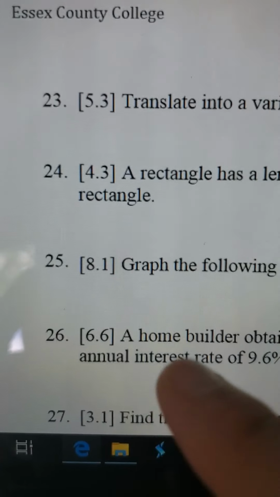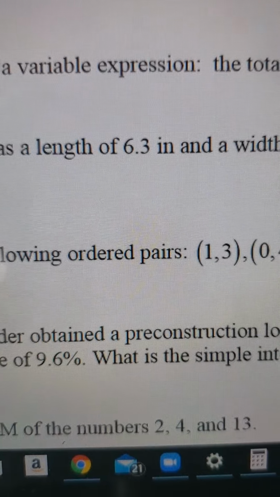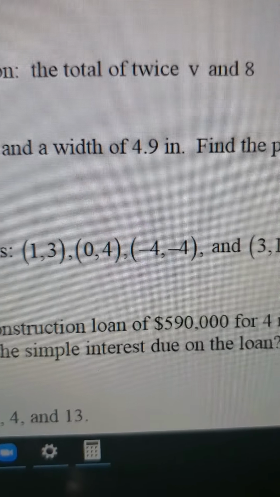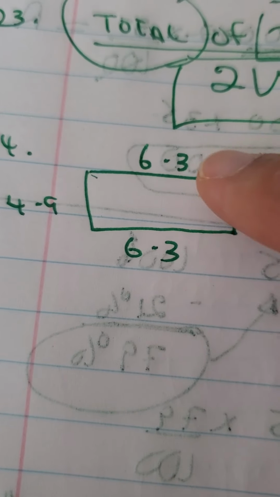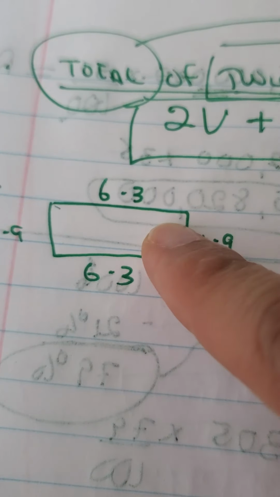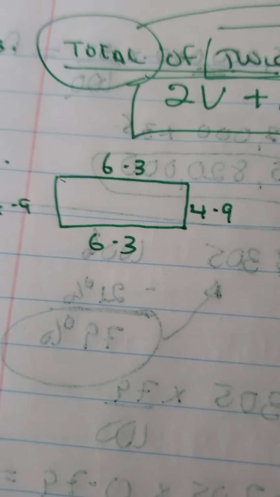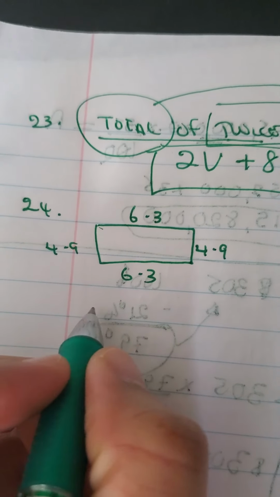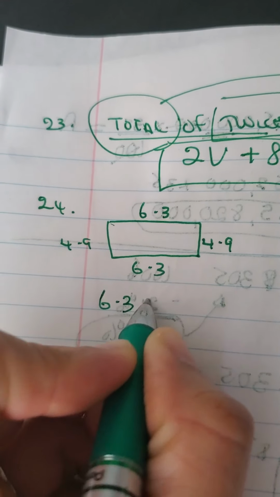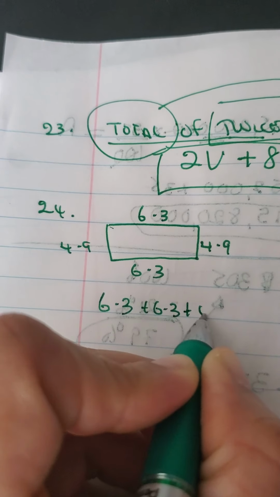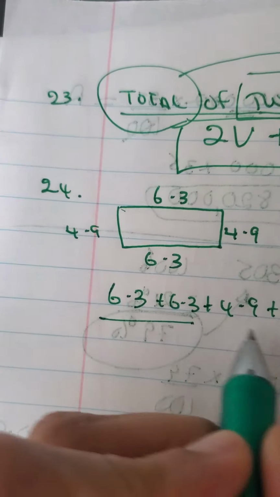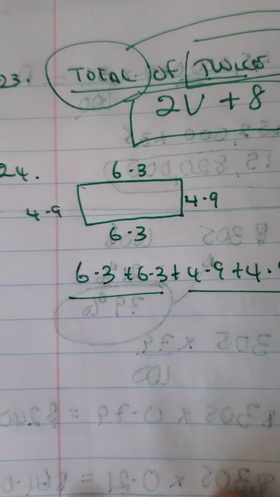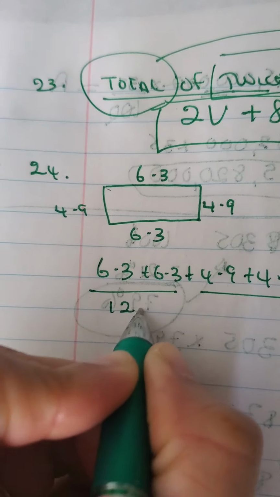All right. 24 is saying a rectangle has a length of 6.3 inches and a width of 4.9 inches. Find the perimeter of the rectangle. So if we set up our rectangle, we know that opposite sides are equal. So length is 6.3 and width is 4.9. Perimeter means the sum of all sides. So all I'll be doing is adding 6.3 plus 6.3 plus 4.9 plus 4.9. Or you can say twice 6.3 plus twice 4.9. Whatever floats your boat.